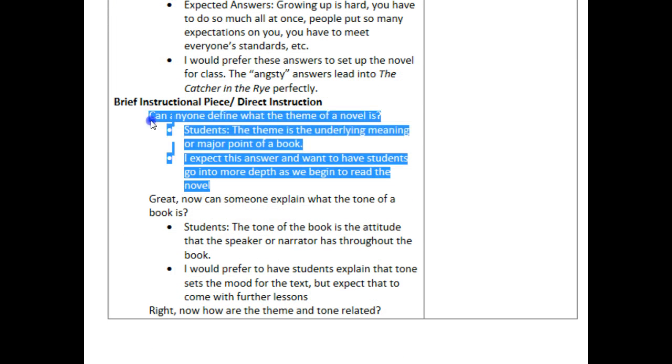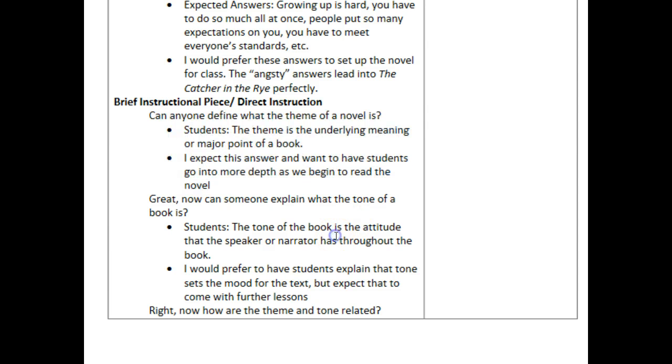Here's some of the piece I want to challenge you, because this is really well aligned and well written out, but I'm going to challenge you a little bit, right? You say, can anyone define what the theme of a novel is? Your students answer with this beautiful answer, right? The theme is the underlying meaning or major point of a book, okay? What would you do if you said, can anyone define what theme of a novel is? And it was just crickets. You could very simply give them the answer. And then when you ask them what tone is, they'll know: oh, if I'm quiet, she'll just give me the answer. And it'll set up this expectation, right?